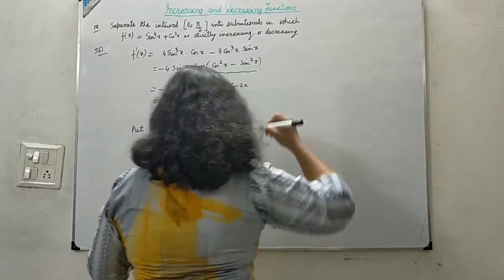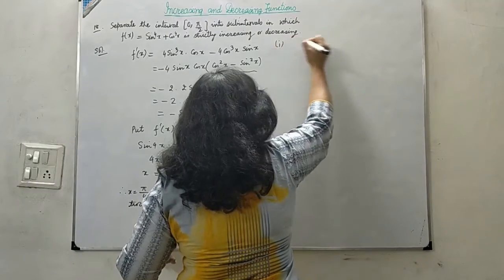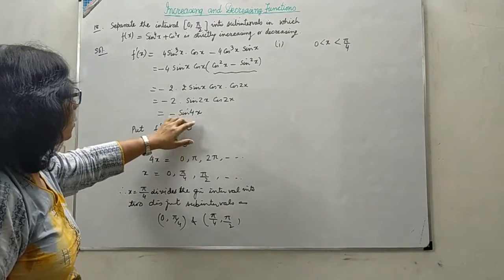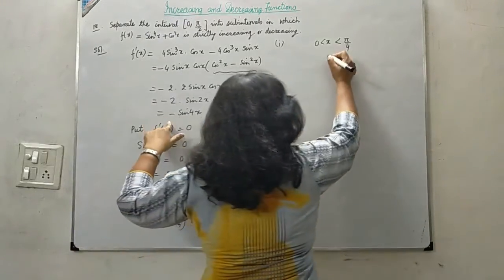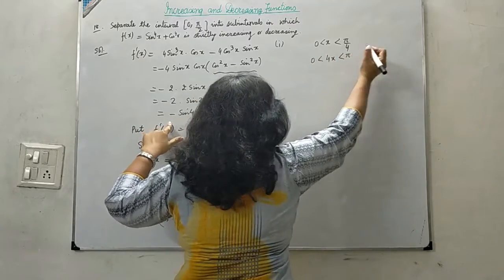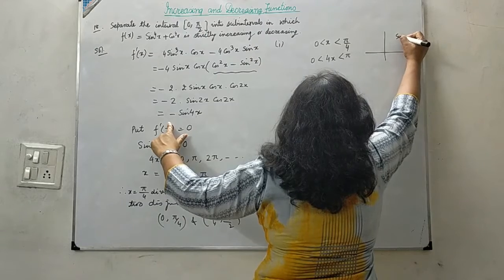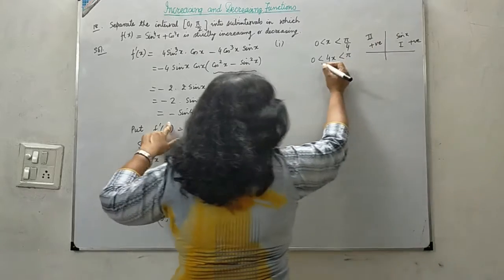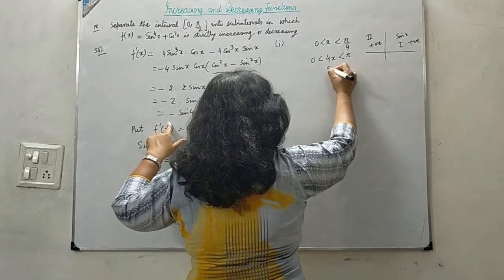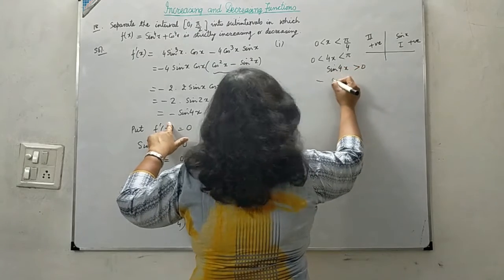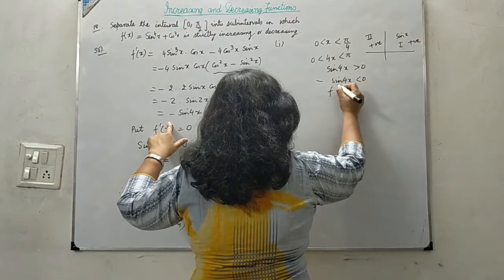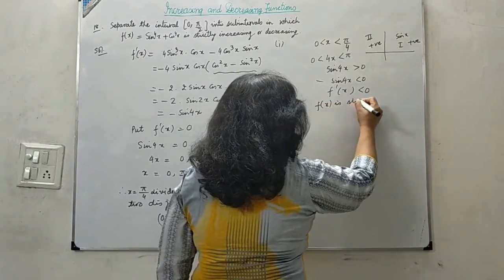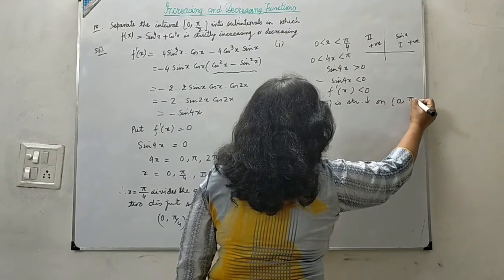Now for the first part, the first interval, when x is lying between 0 to pi by 4. Because we want to find the value of minus sin 4x, 4x will be lying between 0 to pi. And we have already discussed many times that sin x is positive in the first quadrant and in the second quadrant. So from 0 to pi, when 4x is lying between this, sin 4x is positive. So minus sin 4x will be negative, so f dash x will be negative. So the function is strictly decreasing on this interval 0 to pi by 4.